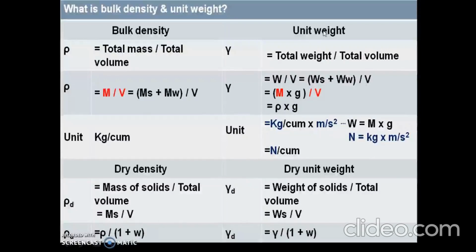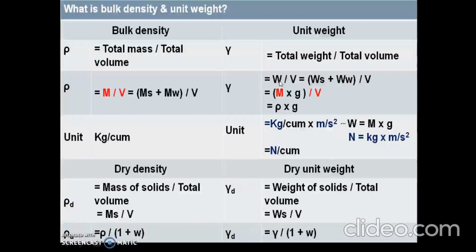Similarly, unit weight can be defined and it is denoted by gamma, which is ratio of total weight to total volume. Hence, gamma is equal to W by V, where W is total weight, which is sum of weight of solids, weight of water and weight of air. Weight of air is taken as 0. That is what we saw from soil as three-phase system.